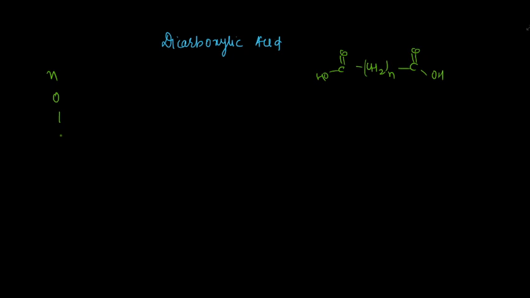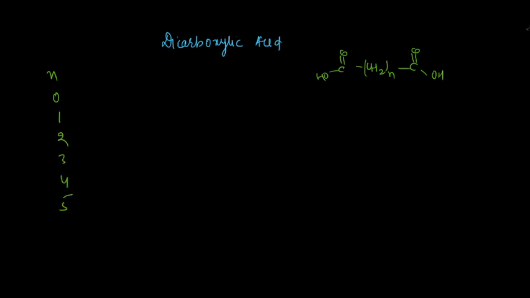So now we're gonna look at the heating of dicarboxylic acid. Now what are the dicarboxylic acids? COOH, then CH2 n, COOH, when n equals 0, 1, 2, 3, 4, 5.